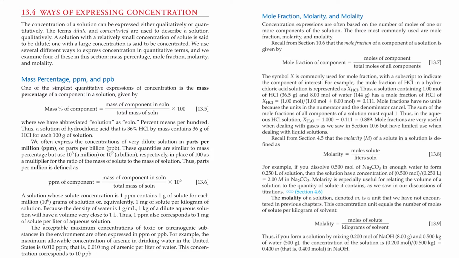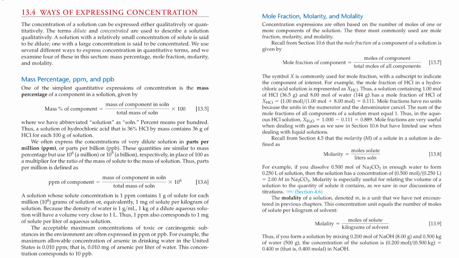One of the simplest quantitative expressions of concentration is the mass percentage of a component of a solution, given by: mass percent of a component equals the mass of the component in the solution divided by the total mass of the solution, times 100%. Where we have abbreviated solution as soln, percent means per 100. Thus, a solution of hydrochloric acid that's 36% hydrochloric acid by mass contains 36 grams of HCl for each 100 grams of solution.